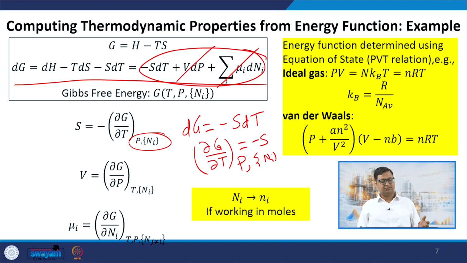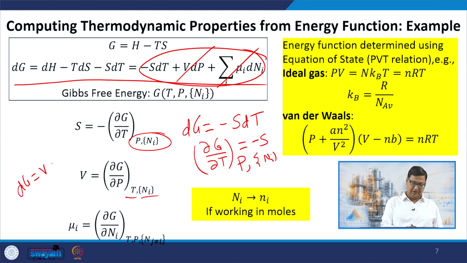I can do something else. I can keep the temperature and Ni fixed. So now I will be left with dG equal to V dP, and again if I take the partial derivative, this will give me the volume V.